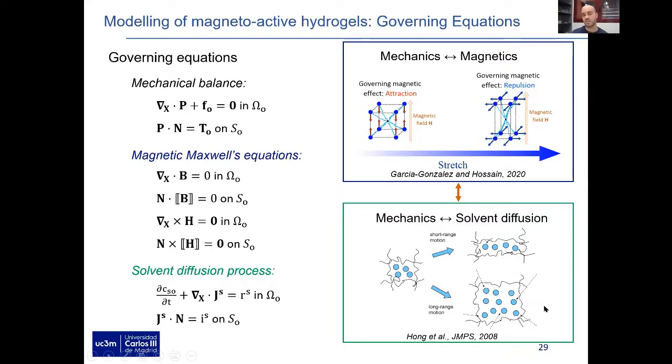So in the end, we're going to have some new molecules coming inside the polymeric network, leading to swelling or shrinkage. So obviously, we have a strong coupling with mechanics. Just to mention, there is a link between magnetics and mechanics, and a link between solvent diffusion and mechanics. Obviously, indirectly, we also have an interplay between magnetics and solvent diffusion. So having this in mind, we try to put everything together.